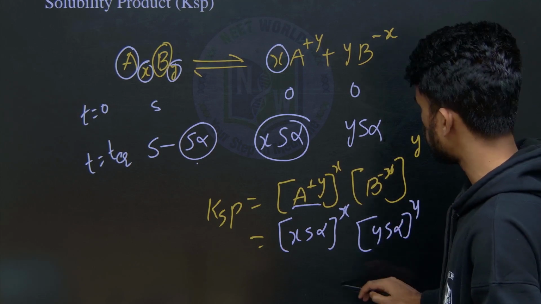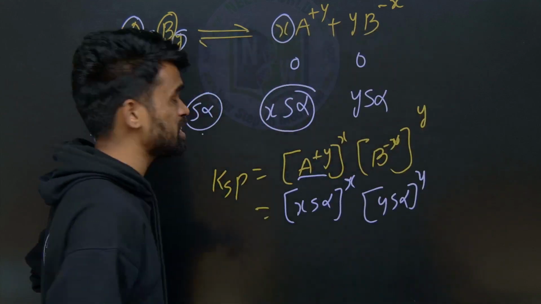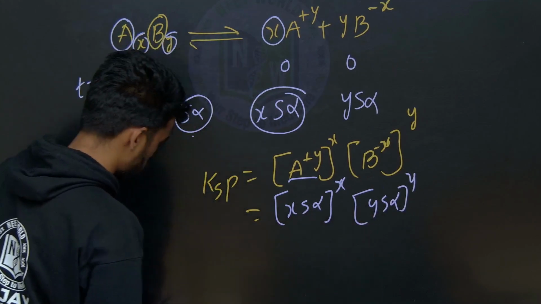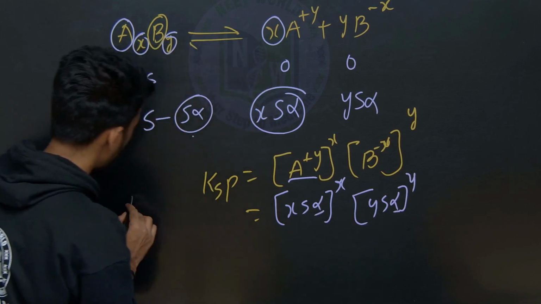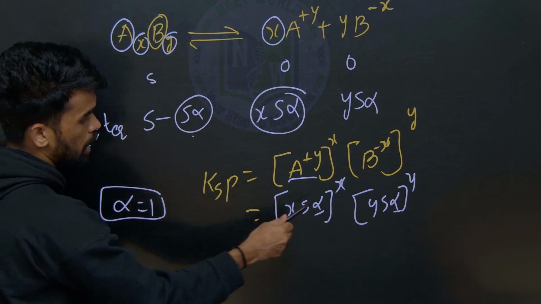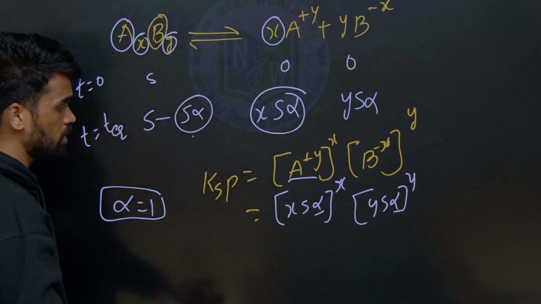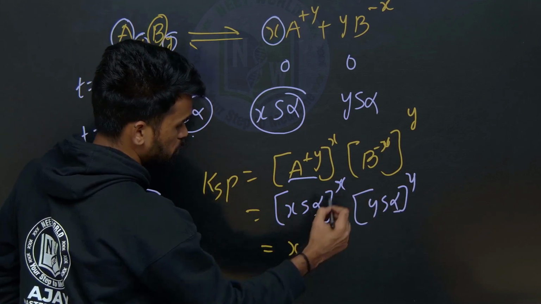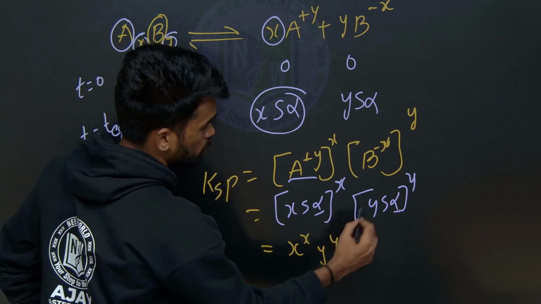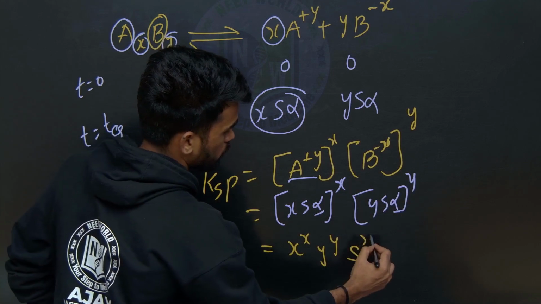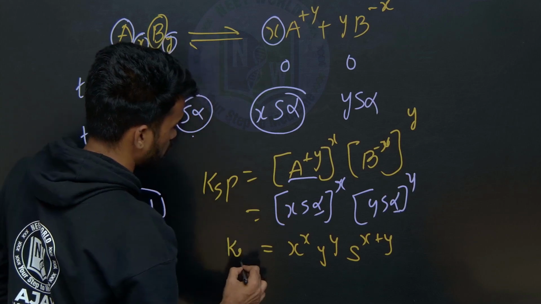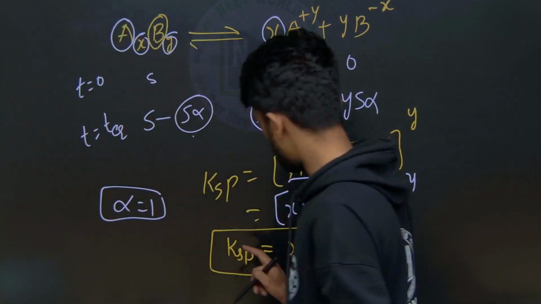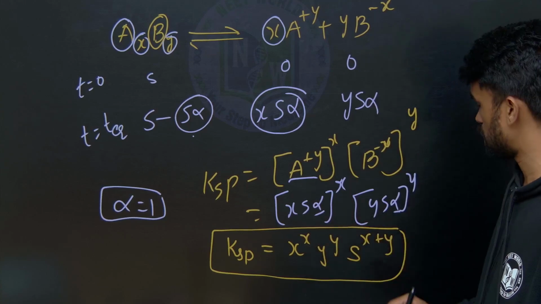Here I told you complete dissociation is taking place, but solubility is less. If it is complete dissociation, what is their alpha value? Alpha will be 1. So 1 power anything will be 1 only, so I can ignore them. We will get X power X, Y power Y, and S power X plus Y. So this is the generalized formula for finding KSP. You can write this formula. Remember X power X, Y power Y, S power X plus Y.